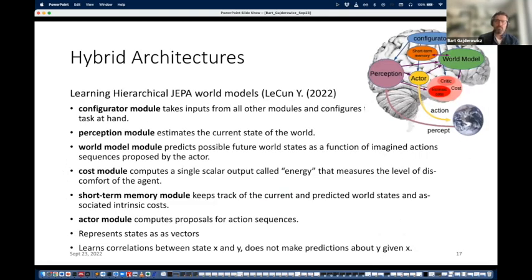Okay, the next hybrid architecture I wanted to mention is this one that I'm revisiting. This is from Yann LeCun, and it very much resembles a blackboard architecture in that it has different components that are being learned about a particular input. And there's one controller, in this case called a configurator, that is determining which component should be active, which one should take available input and produce some output.